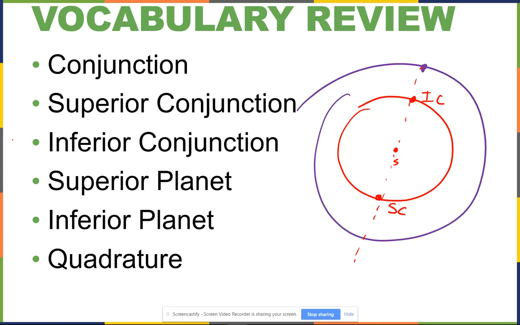What's a superior planet versus an inferior planet? Inferiors are closer to the sun, superiors are farther from the sun. It's not a statement of value. It's not like saying person A has a superior intellect and person B has an inferior intellect, that would be bad or good. Here it's just farther or closer. Quadrature. What's that crazy quadrature?